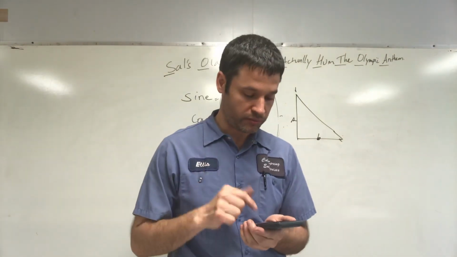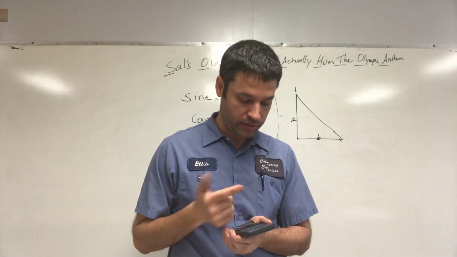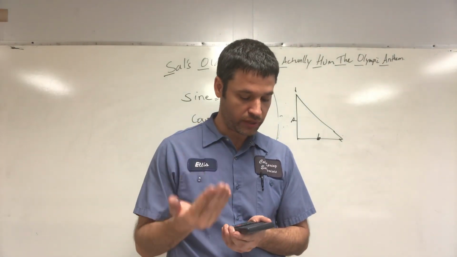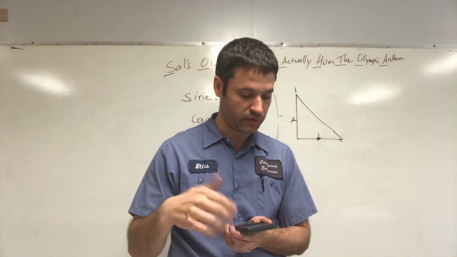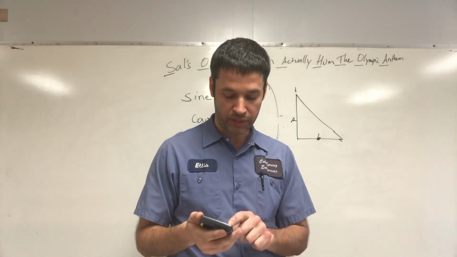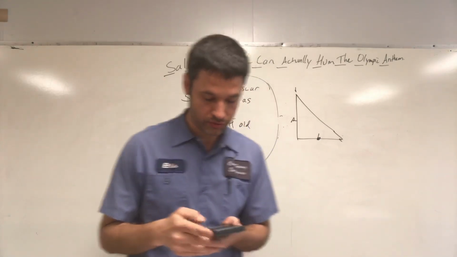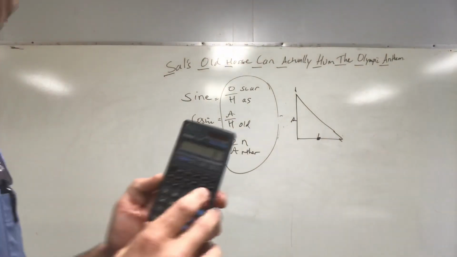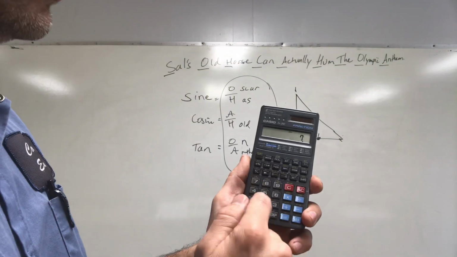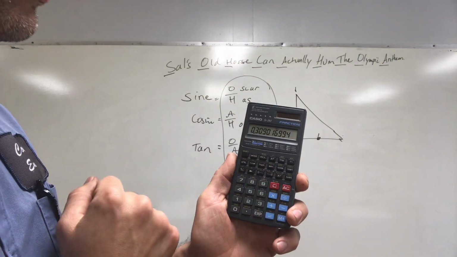So in your calculator, in mine, I need to type in the number first. I don't know if on your calculator you type in cosine first and then the number. But for mine, I need to type in 72 and then hit cosine. So just because we can, 72 cosine.